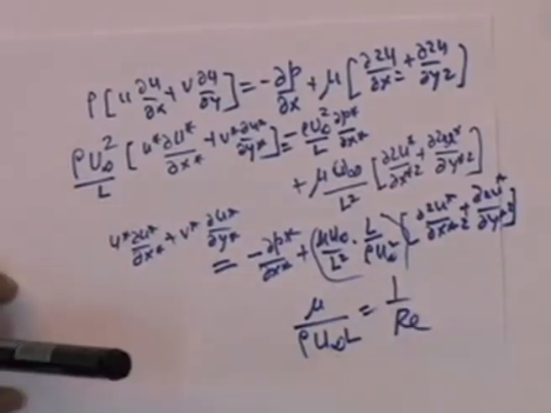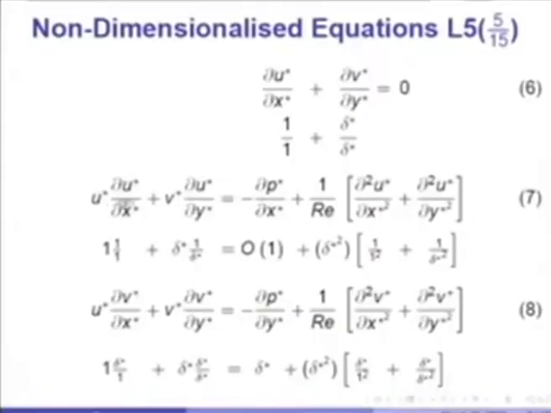So, this equation is equation 7: u star du star by dx star plus v star du star by dy star equals minus dp star by dx star plus 1 over Reynolds number times d2u star by dx star square plus d2u star by dy star square. And if I were to non-dimensionalize the v momentum equation, it would appear very similar to that equation with dp star by dy star here. The dependent variable would be v star and again divided by Reynolds number.